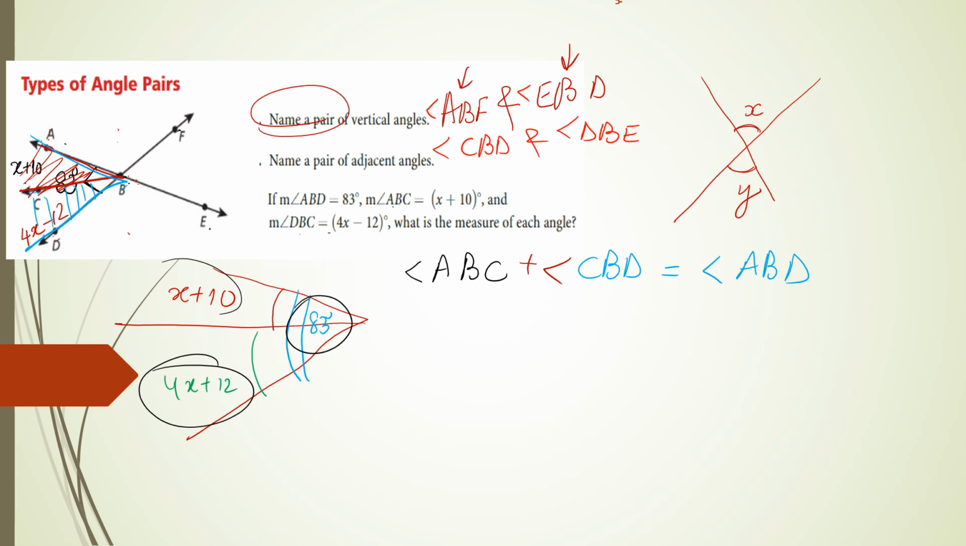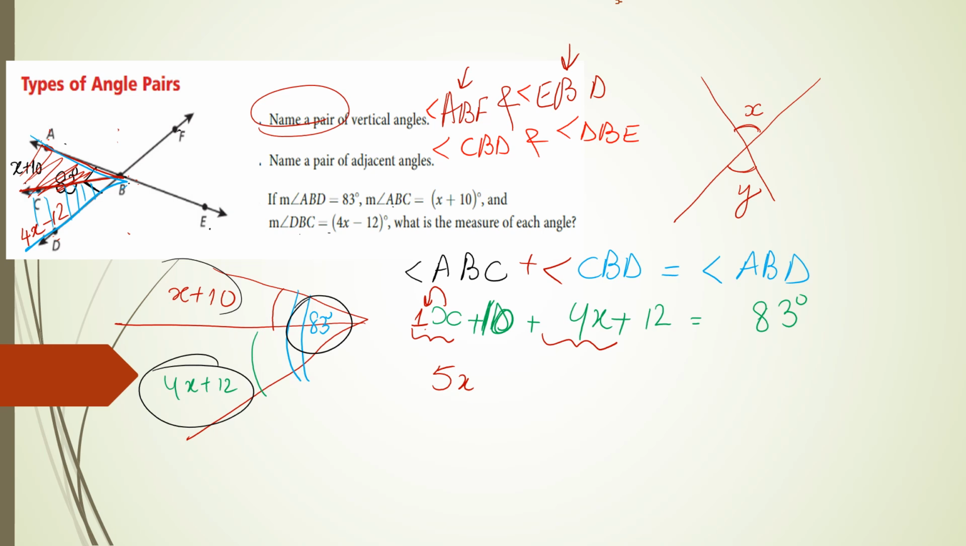So ABC is x plus 10 plus CBD is 4x plus 12, equals the complete angle, which is 83 degrees. Okay, x plus 10 here. Combine the like terms. This is x and this is also x. X has no number, which means it is 1. So 1 plus 4x gives you 5x.